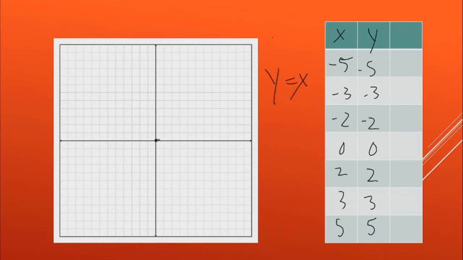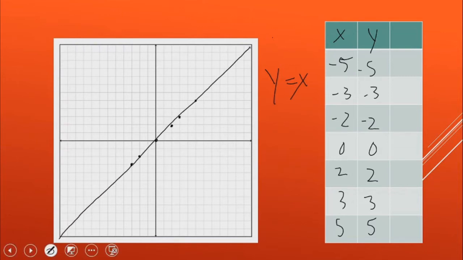So 0, 0, -2, 2, -3, 3, -5, 5, 2, 2, 3, 3, 5, 5. That's right here. All right, and we see that makes a straight line passing through the origin, right? And parametrics are not more complicated than that, actually.